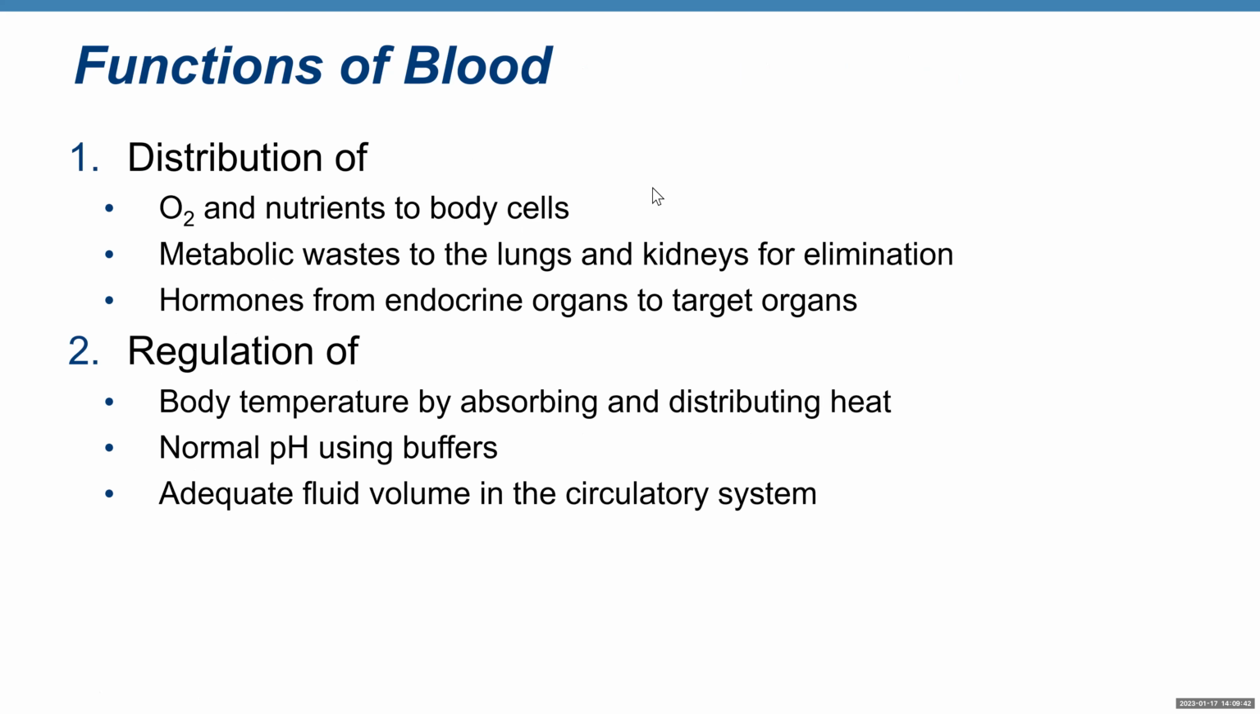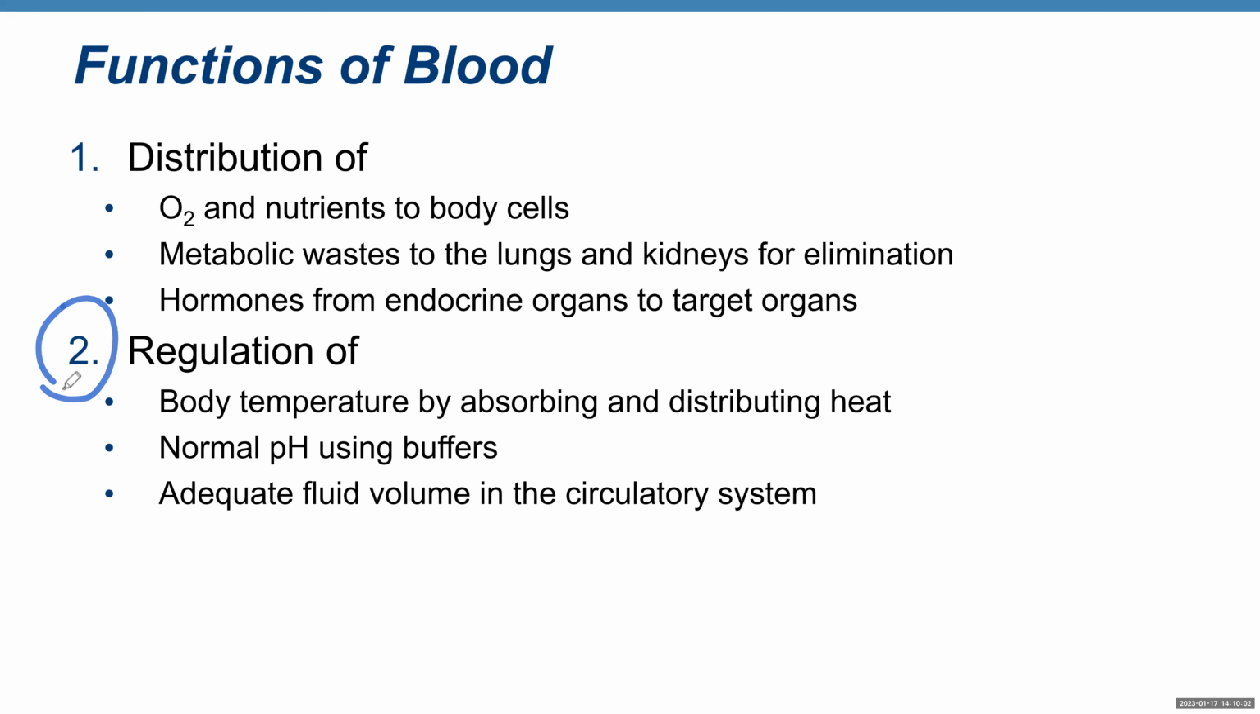Functions of blood include distribution. Distribution of what? Oxygen and nutrients to body cells, metabolic waste to the lungs and kidneys for elimination, and hormones from endocrine organs to target organs.